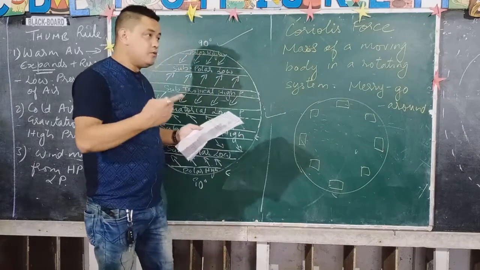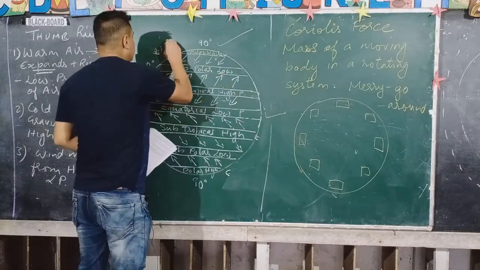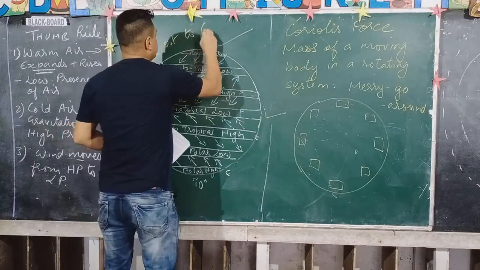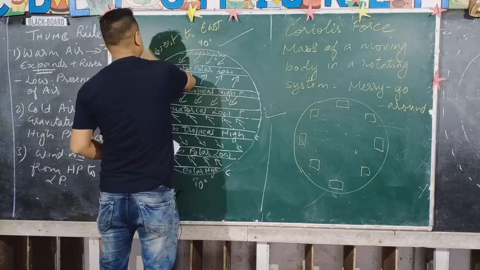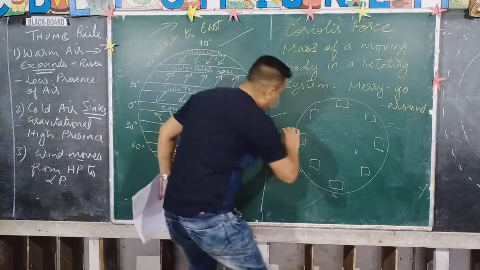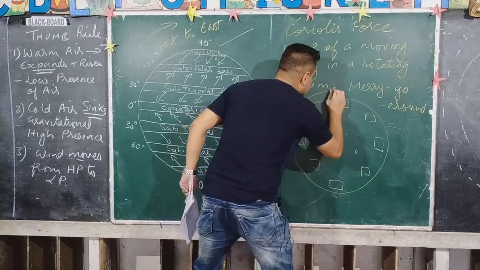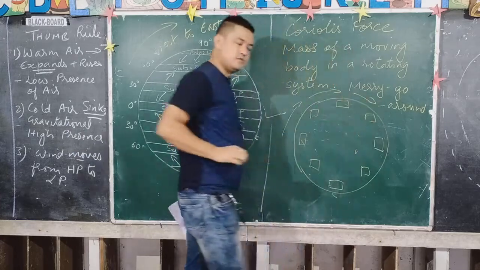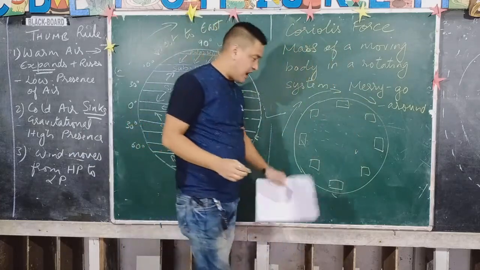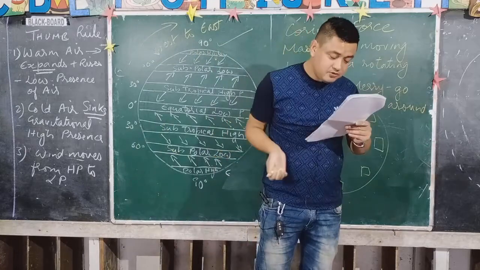The earth always rotates from west to east. So it rotates in this direction. Likewise, this merry-go-round also rotates in this direction. When you rotate this merry-go-round, what will happen? That we have to understand.